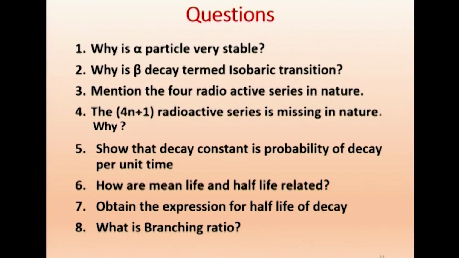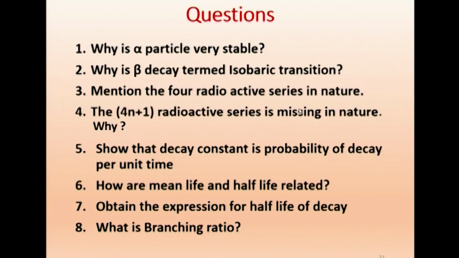And we are yet to come to total probability and branching ratio. I will just put a few questions. Why is alpha particle very stable? It has 2 protons and 2 neutrons, therefore they will couple antiparallelly and it will be stable. Why is beta decay termed an isobaric transition? As we said, when you say isobaric, A equals constant. So in a beta decay, A is constant.